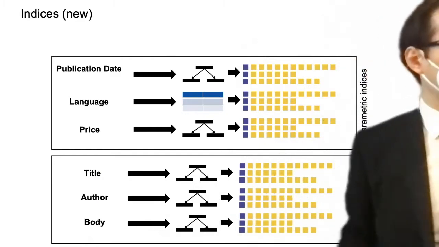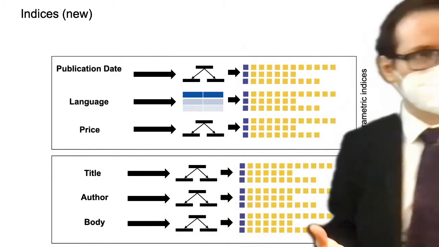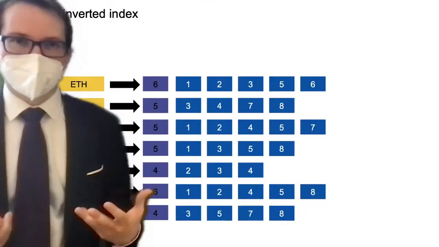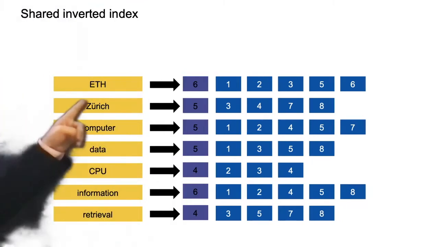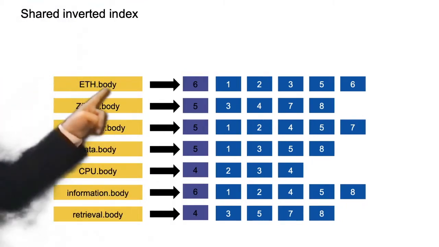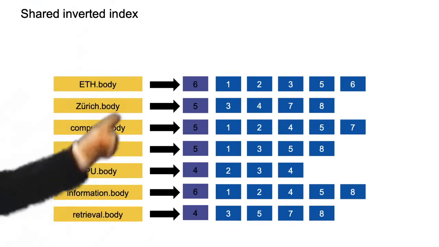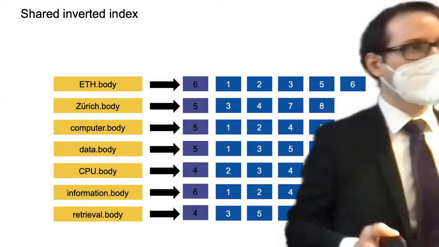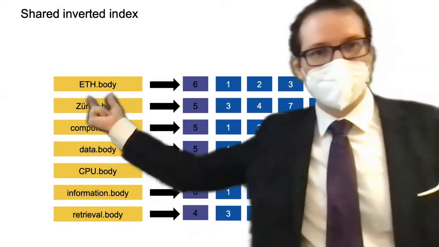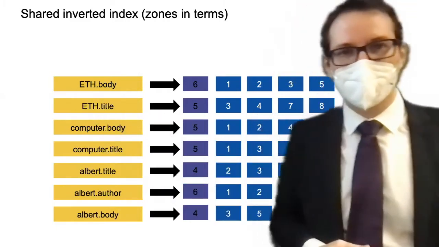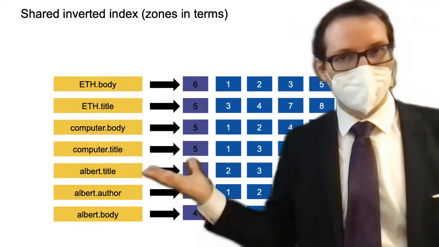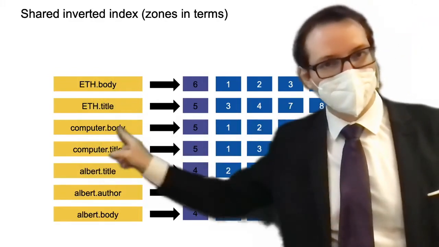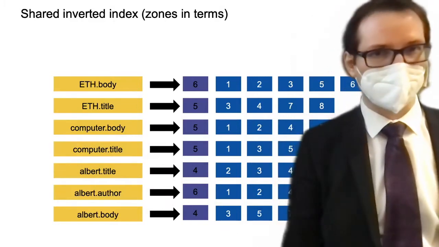So of course, we should optimize that a bit, right? Because having three full-blown standard inverted indices is a bit expensive. So what do we do? We share it. The way we share it is that we expand a bit right here, and we add here the body, the title, the abstract, so information on where it actually came from, right? So this is called the shared inverted index, where you now have pairs with the term and where it came from, right? So the first way of doing that is like this: ETH in the body, ETH in the title, computer in the body, computer in the title, and so on and so on.